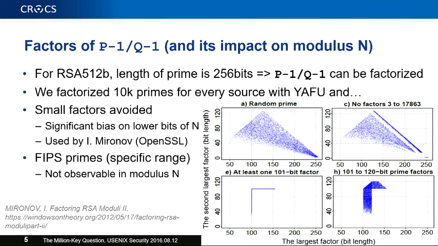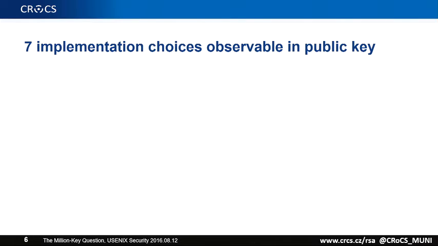If the library itself generates so-called FIPS primes, there is a strict requirement that the prime value should be at least 101 bits, for example, the biggest factor of P-1 should be at least that length, you will see a completely different distribution, okay? So this is another thing that biases something in a public key. And there are more of these. So what are these 7 implementation choices?